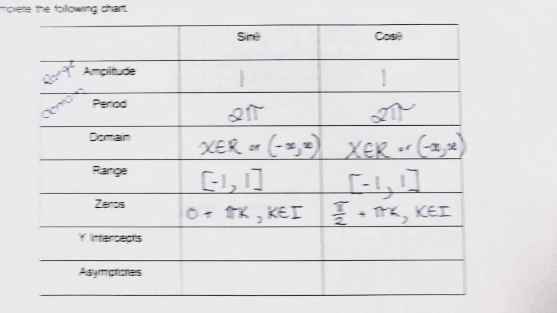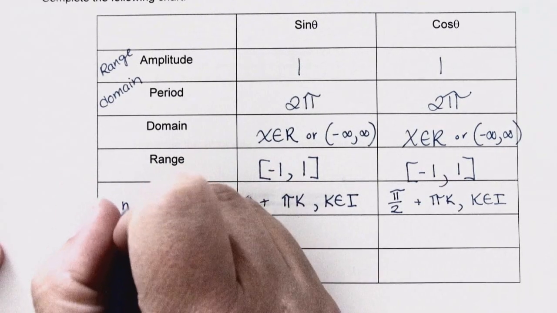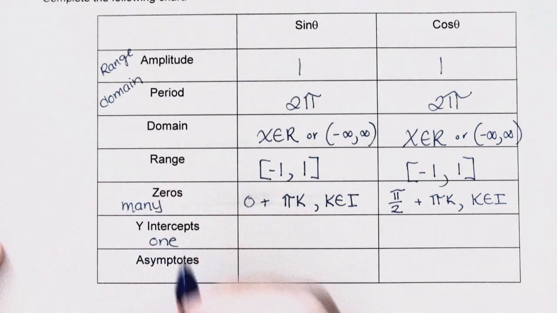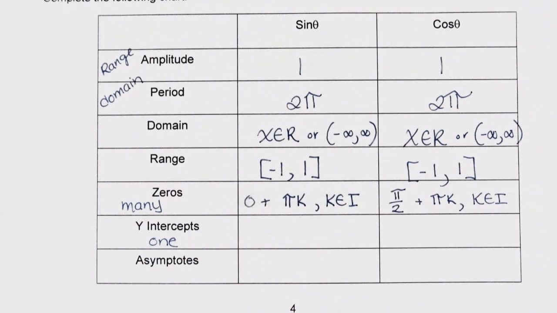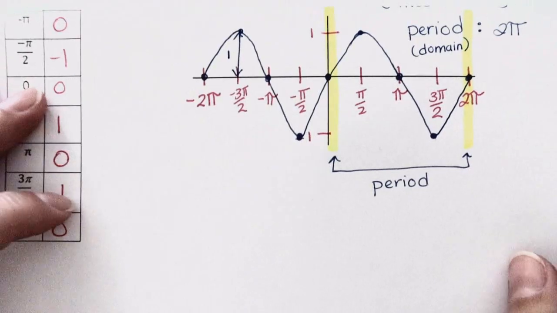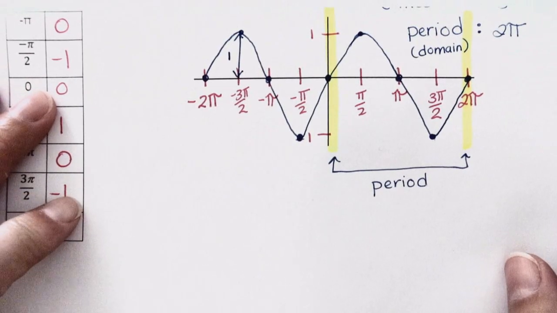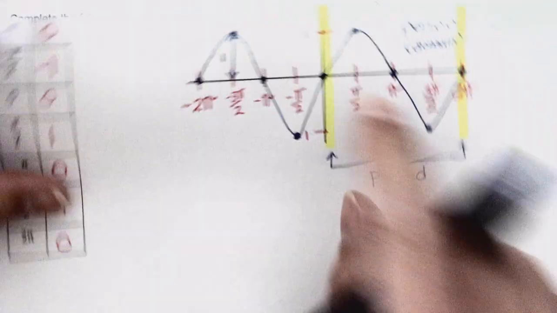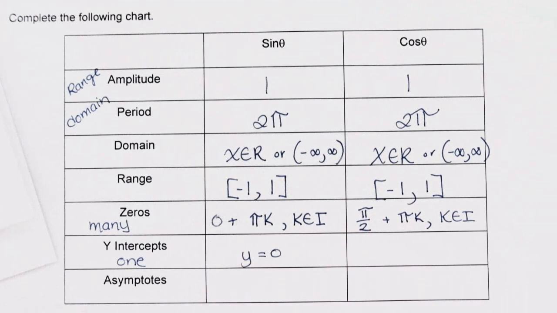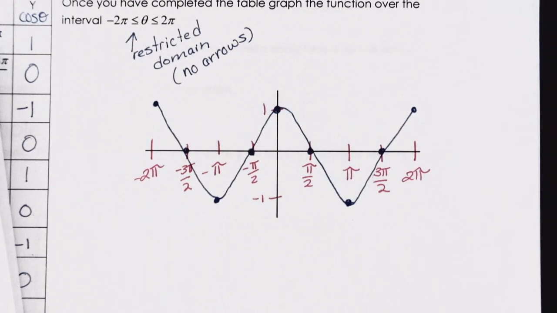So the x-intercepts, we have many. With the y-intercepts, we only have one of them. So on the sine graph, where is my first y-intercept? 0, 0. So we are at y equals 0. When we look at the cosine graph, where do we cross the y-axis? 1.